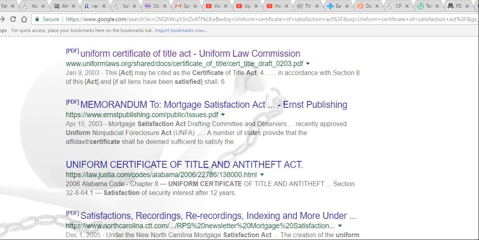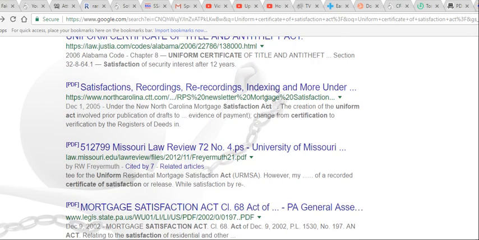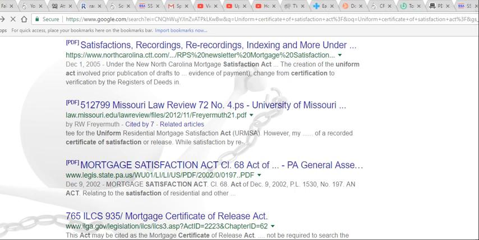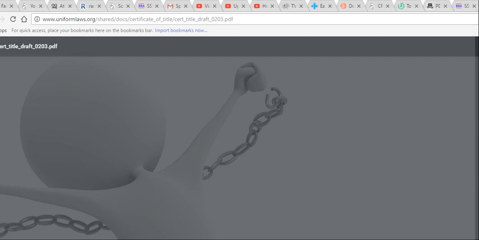This is Pennsylvania, Mortgage Satisfaction Act. PA General. Okay? Every state has it, ladies and gentlemen. Now, this was 2002. And pay attention. I need you to get it. Affidavit of Satisfaction of Mortgage. Did you know there were Uniform Motor Vehicle Certificate of Title Act? Uniform Residential Mortgage Satisfaction Act?